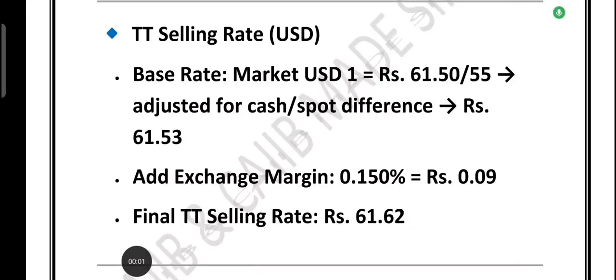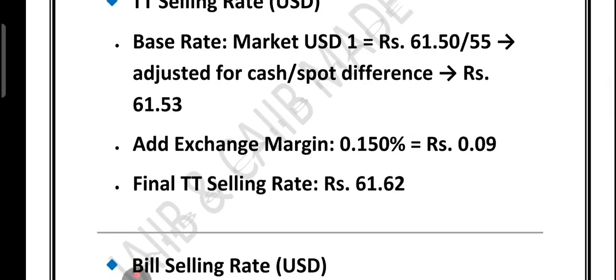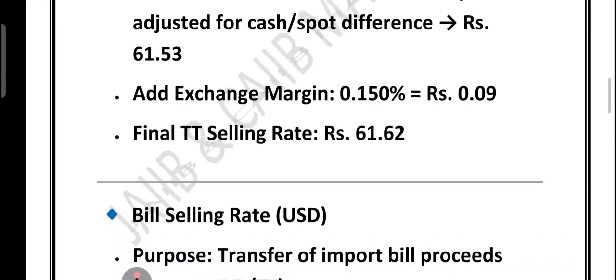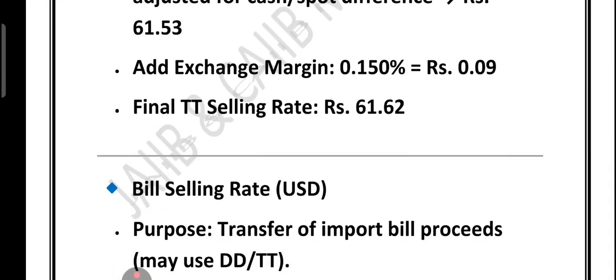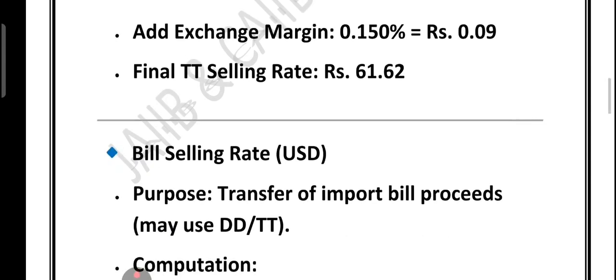Friends, TT selling rate is the rate that a bank charges when it sends foreign currency abroad. TT buying rate, inward remittance. TT selling rate, outward remittance. Right. So how to compute it? Very simple. Take the base rate, add the exchange margin, and you get the final TT exchange rate. Right. So in simple terms, TT selling rate is the price that you pay to buy the foreign currency from the bank. It includes small charges for handling and processing.